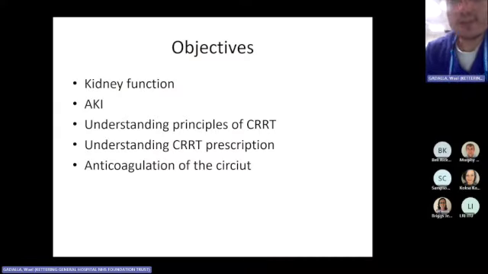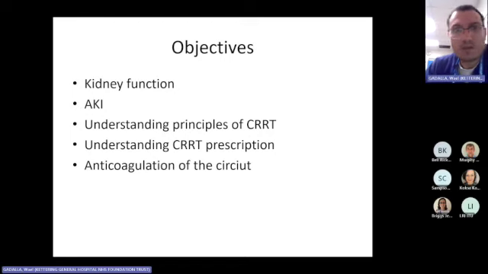Hello, everyone. I'm going to speak today about CRRT, which stands for Continuous Renal Replacement Therapy. First, we'll take a quick look at some basics: kidney function, what we mean by acute kidney injury, and then the principles of CRRT, the CRRT prescription, and the anticoagulation of the circuit.